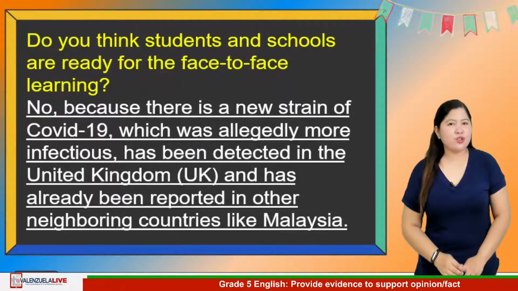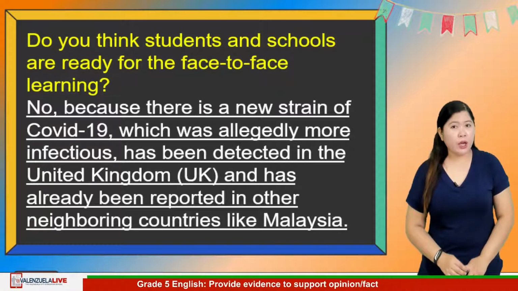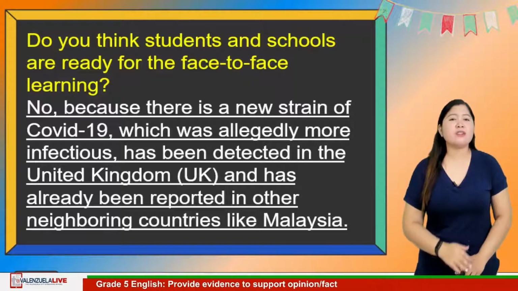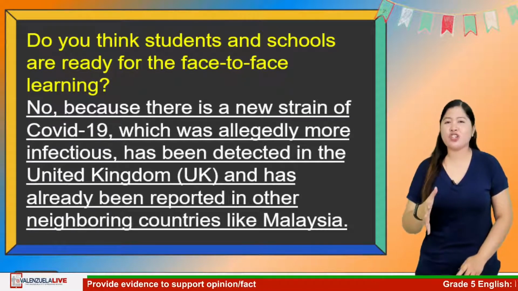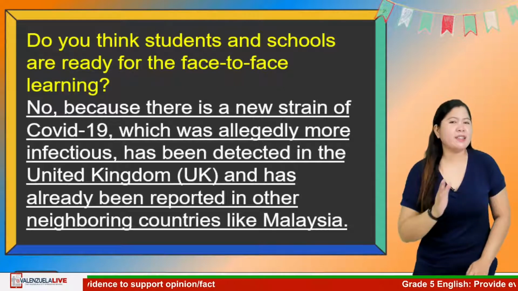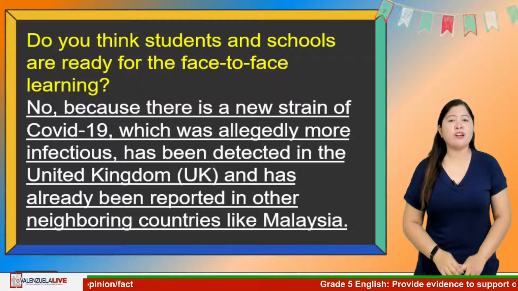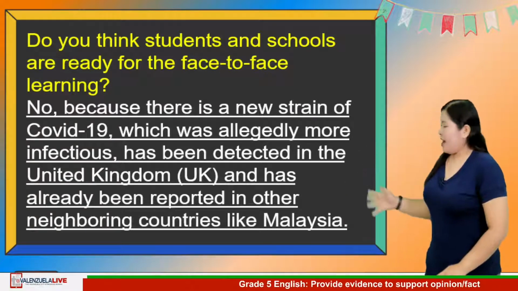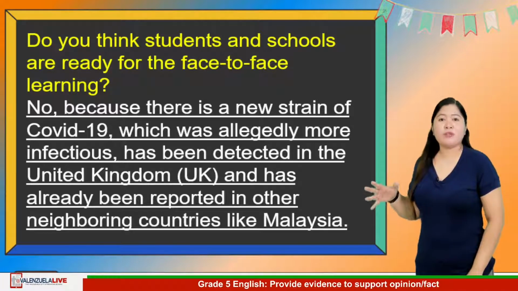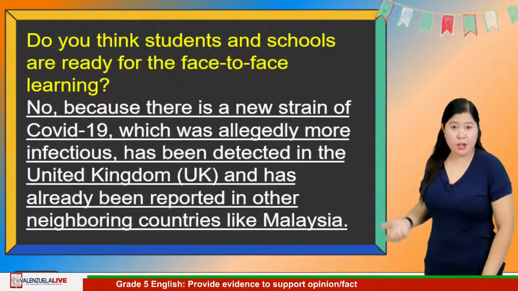Now, to further understand fact and opinion, let us analyze this paragraph. Do you think students and schools are ready for the face-to-face learning? No, because there is a new strain of COVID-19, which was allegedly more infectious, has been detected in the United Kingdom and has already been reported in other neighboring countries like Malaysia. Now, is the underlined statement believable or not?